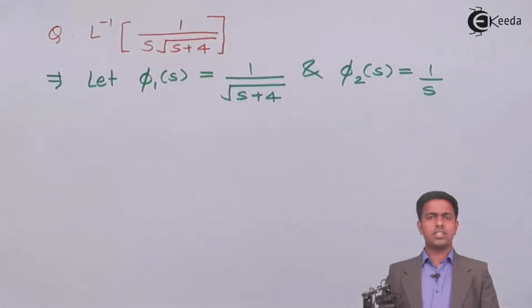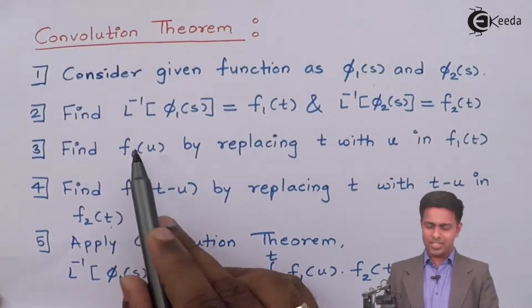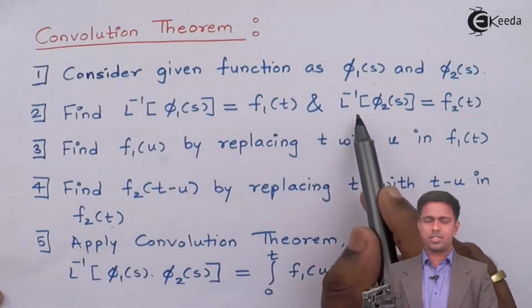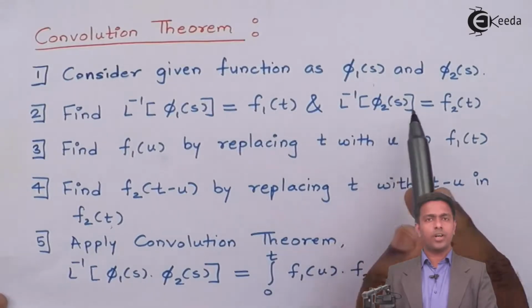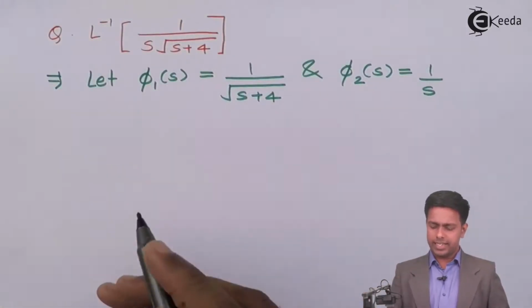Now let's follow step number 2, which says we have to find the inverse Laplace transform of phi 1 of s and call it f1 of t, and then find the inverse Laplace transform of phi 2 of s and call it f2 of t. So here I'll find that.